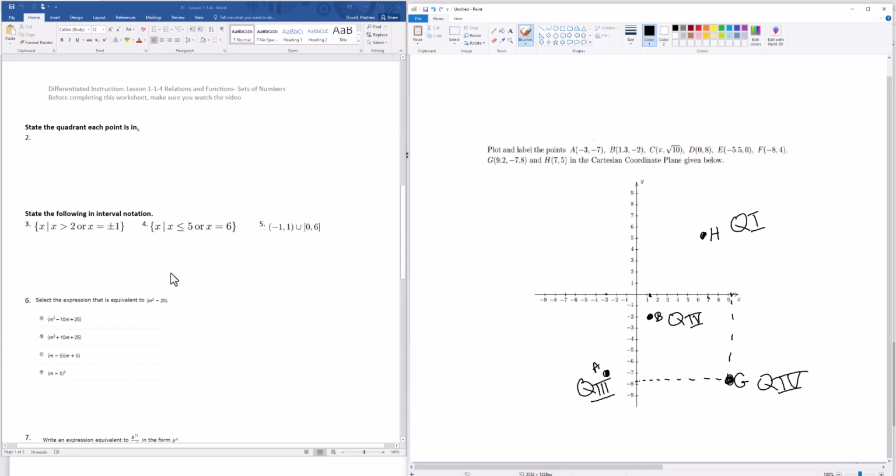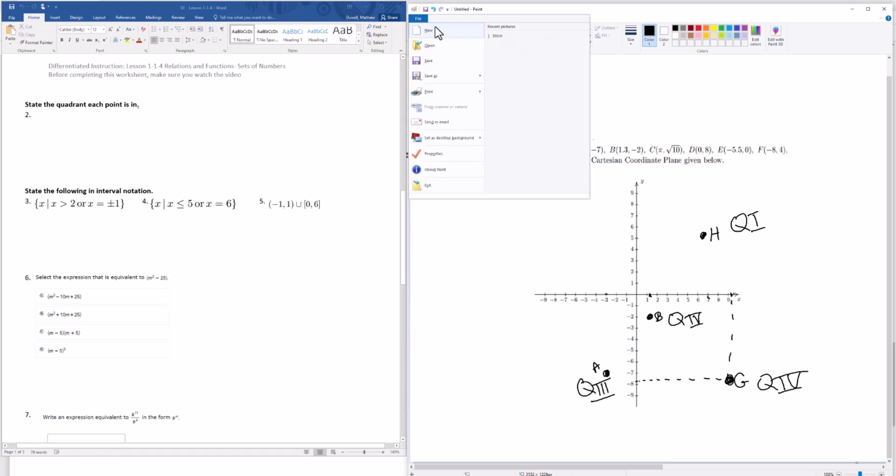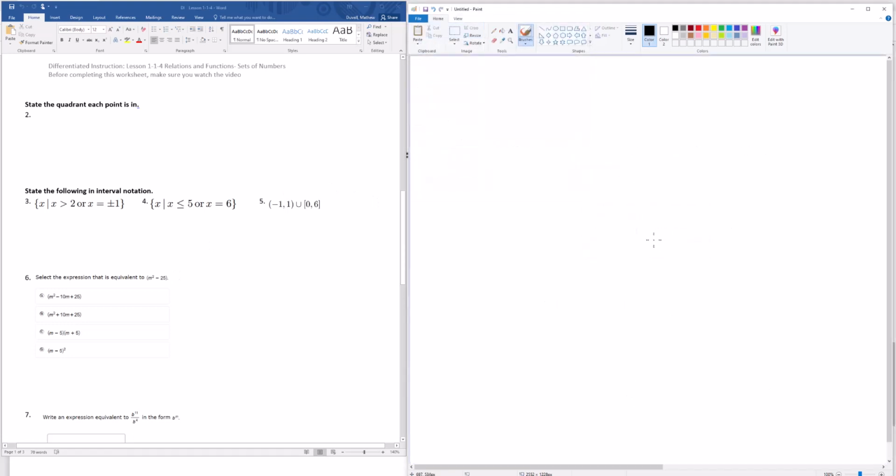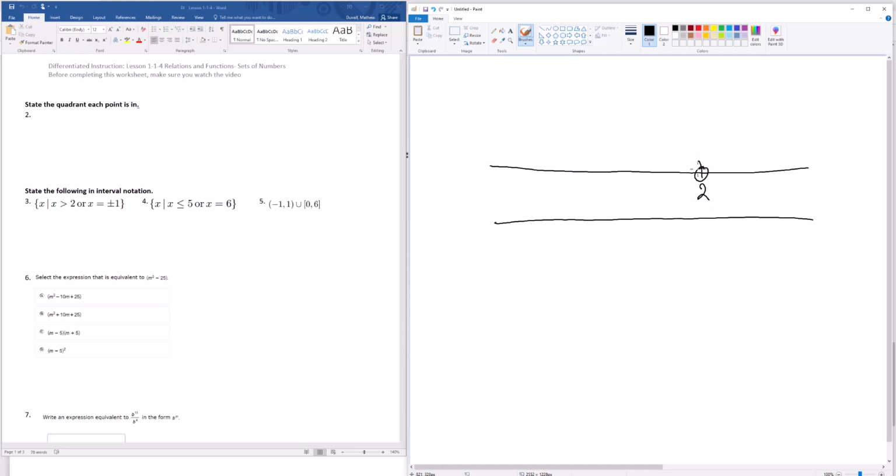Now some of these are going to be review here, so let's look at number 3. It says x is greater than 2 or x is plus or minus 1. So we draw our number line. So x is greater than 2. And this says or, it's plus or minus 1. So here's positive 1, say that's 0. So these are both 0. So here's -1.